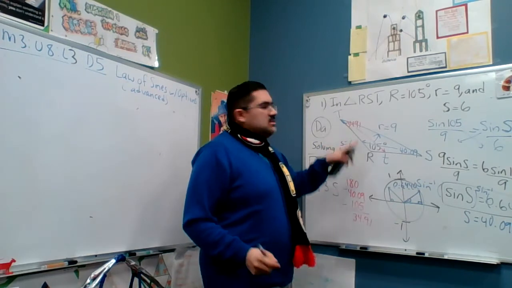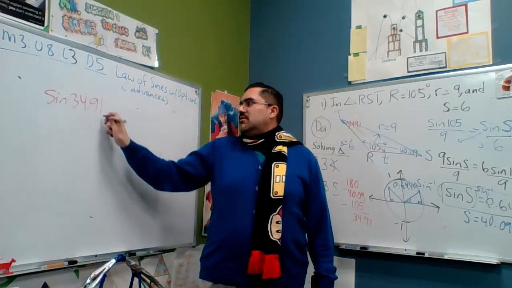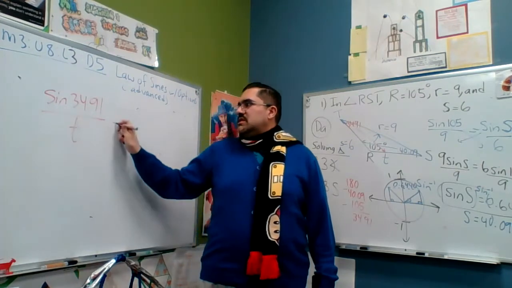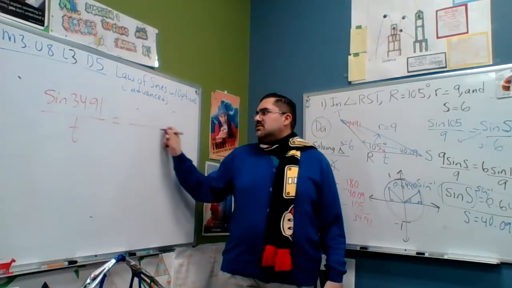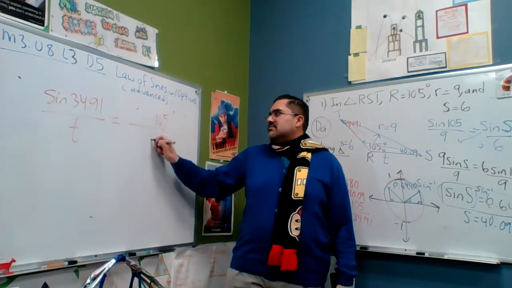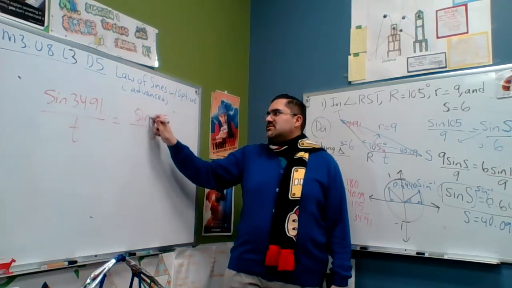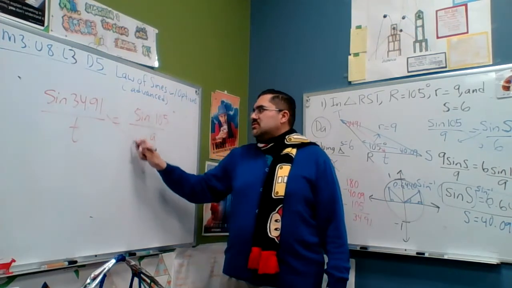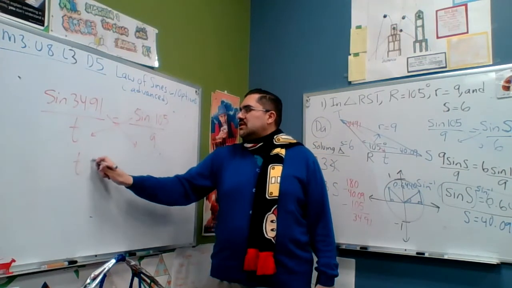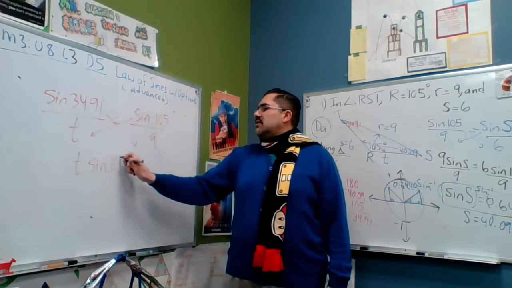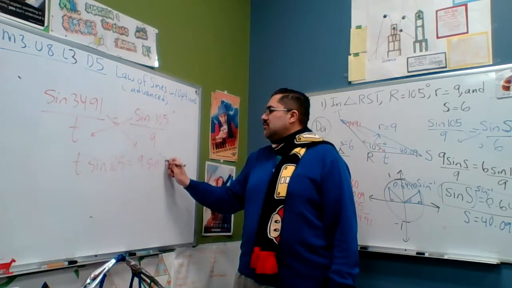Well, I want sine 34.91 over its daughter, which is t. Let's use the original ones, the 105 and the 9. So the 105 goes on the top with the 9. Something's missing there, right? Law of sines means you need sine on both sides, usually on the top. Let's do some cross multiplication. We're going to do t times sine 105 equals 9 sine 34.91.